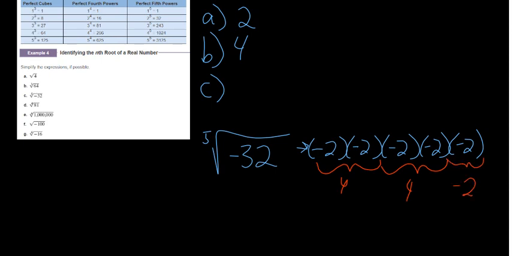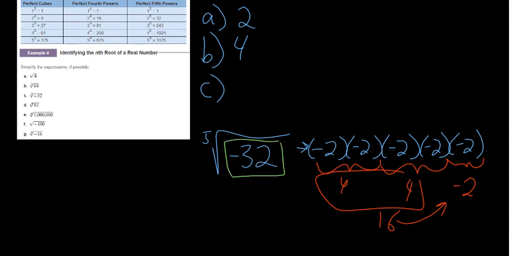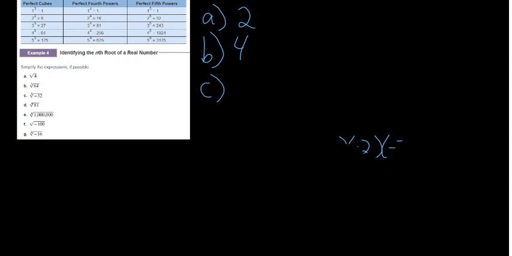Okay, well, 4 times 4, that's 16, and then 16 times negative 2 is negative 32. So we do see that we can have negative radicands in an odd index. Let's break that down again. We can have negative radicands, this number here, in an odd index. We just cannot have negative radicands in an even index. The square root of a negative number, the fourth root of a negative number, and so forth. So C would be negative 2.